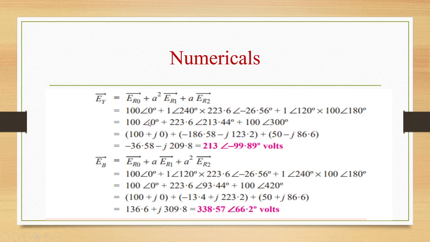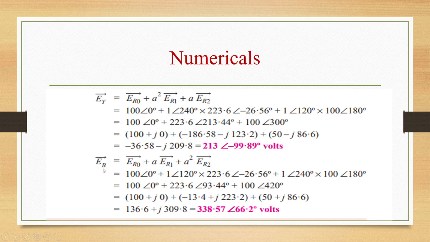So converting these polars to rectangular forms and adding them, we are going to get the value of EY as minus 36.58 minus j209.8, and converting it to polar form, 213 angle minus 99.89 degree volt.